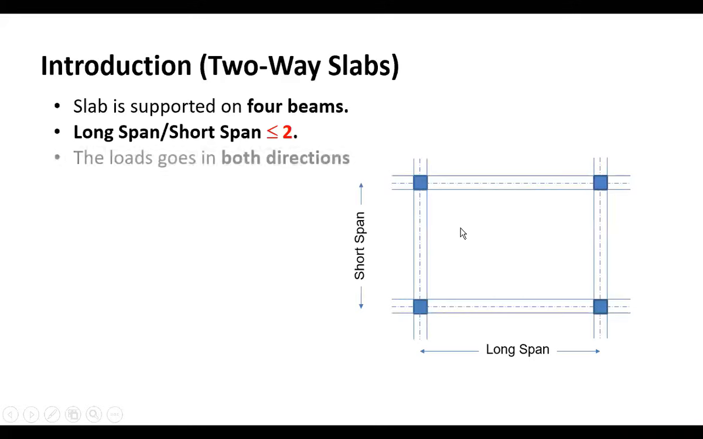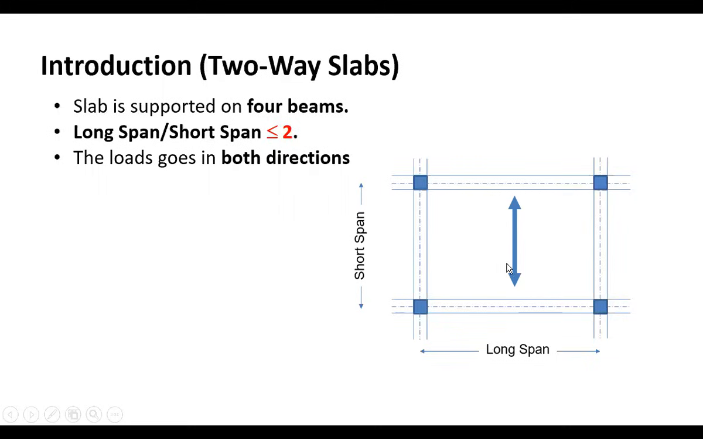As you know, in two-way solid slabs, we have a slab supported by 4 beams. And to classify this as a two-way slab, the ratio between the long span divided by the short span should be less than or equal to 2. If the ratio between the long span divided by the short span is greater than 2, it means this is not a two-way slab and will be designed as a one-way slab. And we have some videos about this. You'll find them.